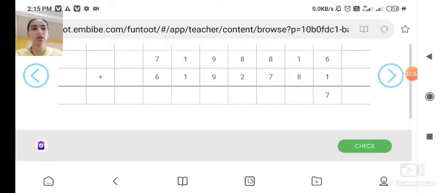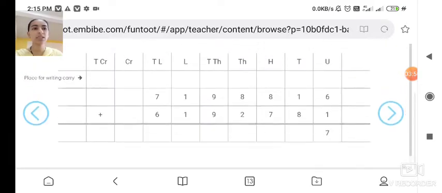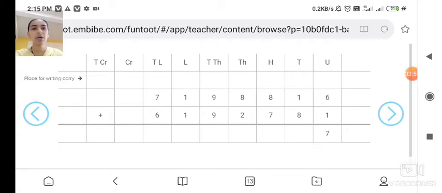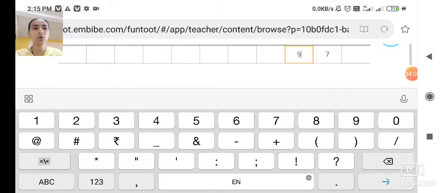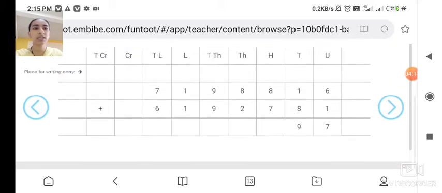Now see the next one. See, next is 1 plus 8. Where will be the addition? Downside the 8. Okay, students. Now 8 plus 1 will be 9. So you have to write here 9. Okay. Now let's see the next one.